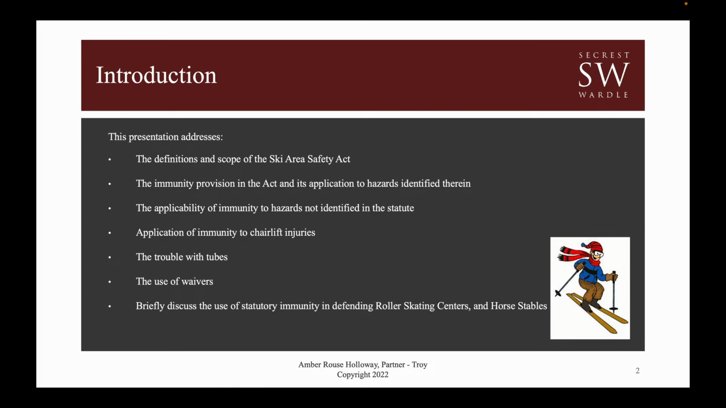My presentation today will cover the definitions and scope of the Ski Area Safety Act, the immunity provision in the Act and its application to hazards identified therein, and the applicability of immunity to hazards not identified in the statute. Also, we'll talk about the application of immunity to chairlift injuries, the trouble with tubing and tubes, the use of waivers in these types of facilities, and I'll also briefly discuss the use of statutory immunity in defending roller skating centers and horse stables as well.